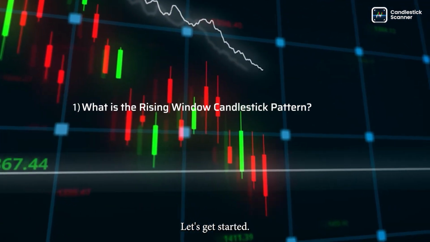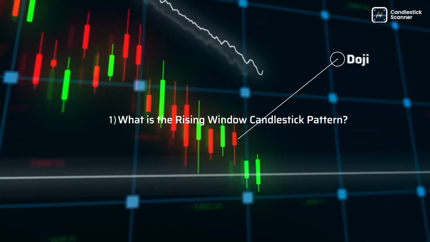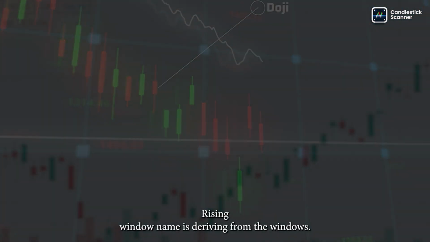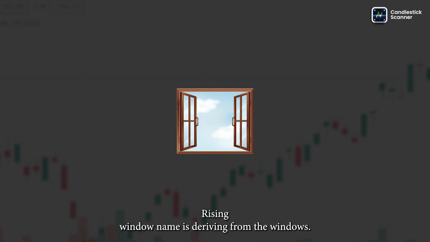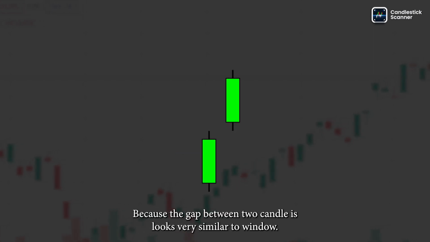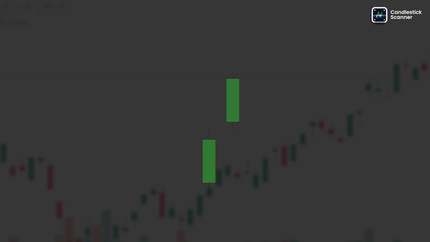Let's get started. What is the rising window candlestick pattern? Rising window name is derived from windows because the gap between two candles looks very similar to a window.